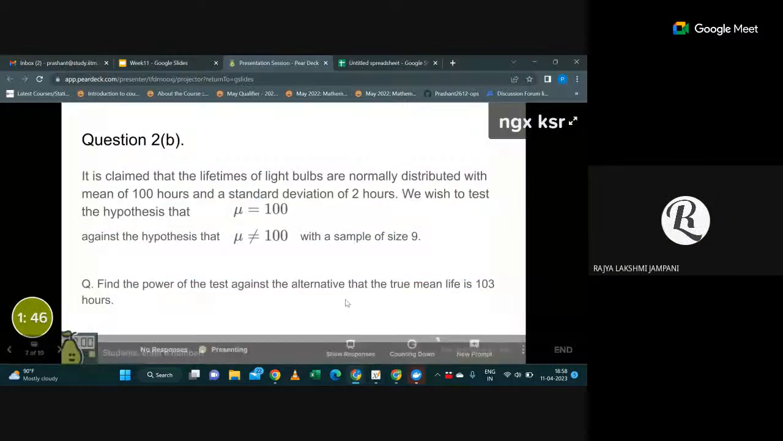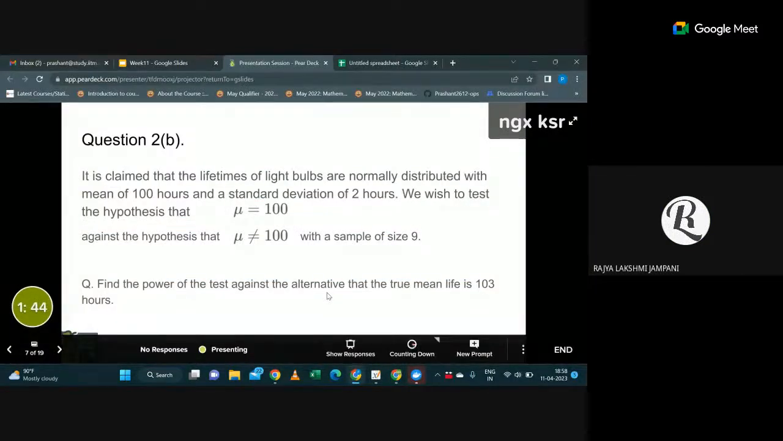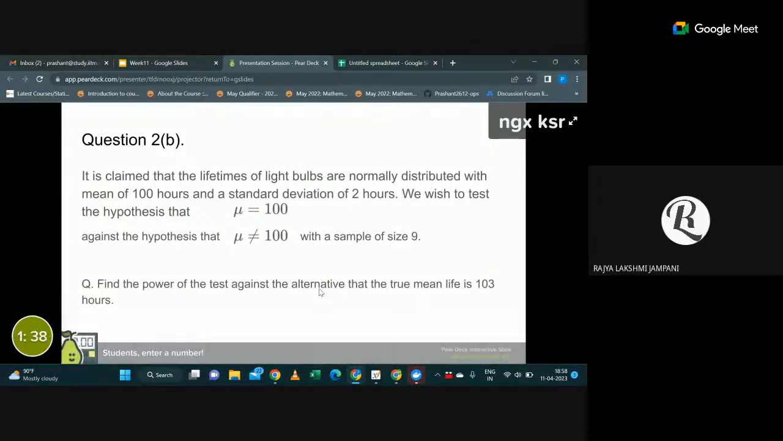Sir, and the critical value we will take as 1.5 that was given earlier, right? To put the rejection region, we need mod x bar minus mu greater than c, right? That c value we will get from the previous question itself. Yes, you can take that one. Or else, just consider the rejection region, that is, x bar greater than 101.5, with mu equal to 103. That will give you the answer, I think.